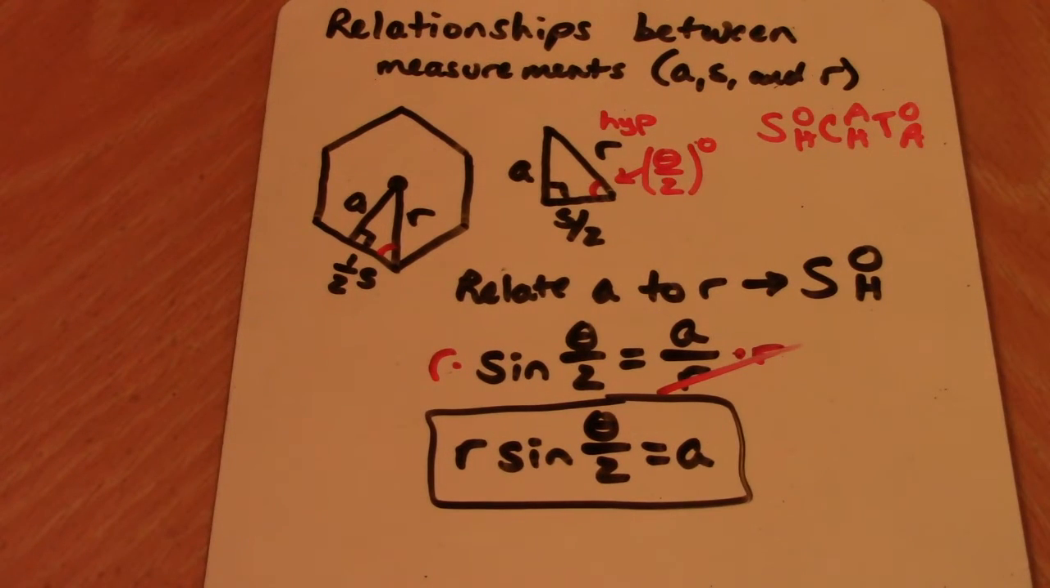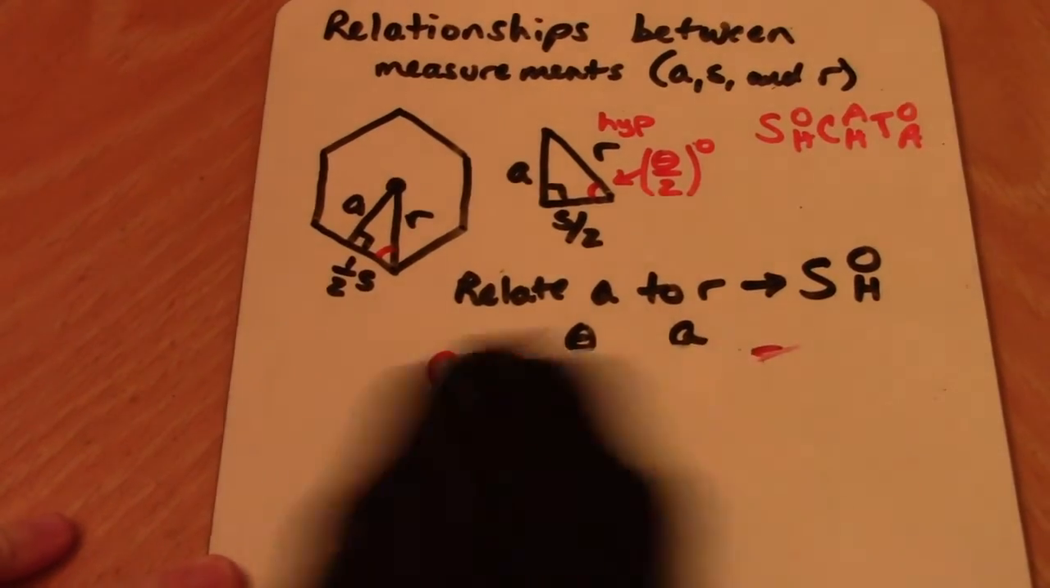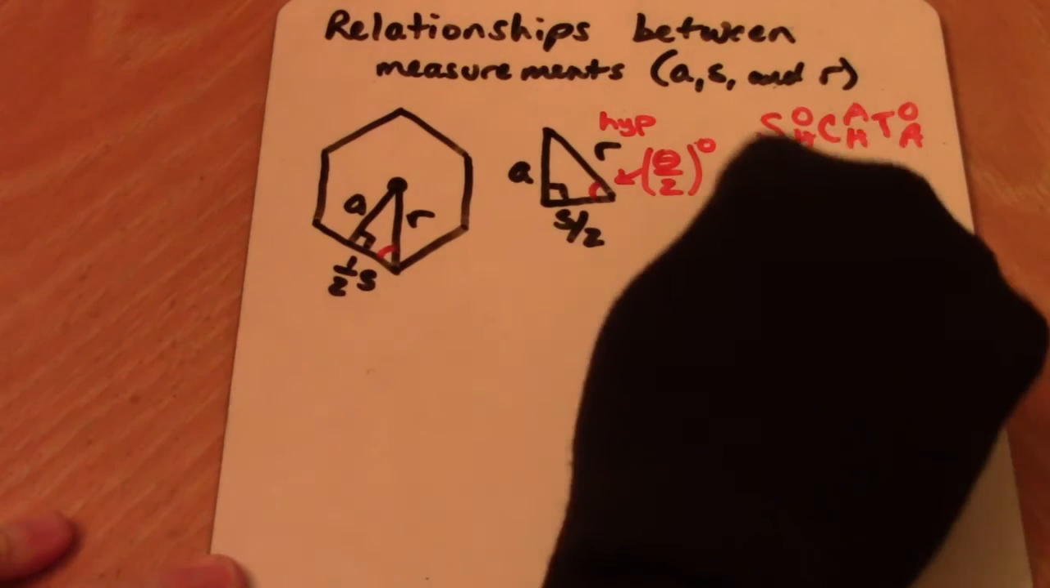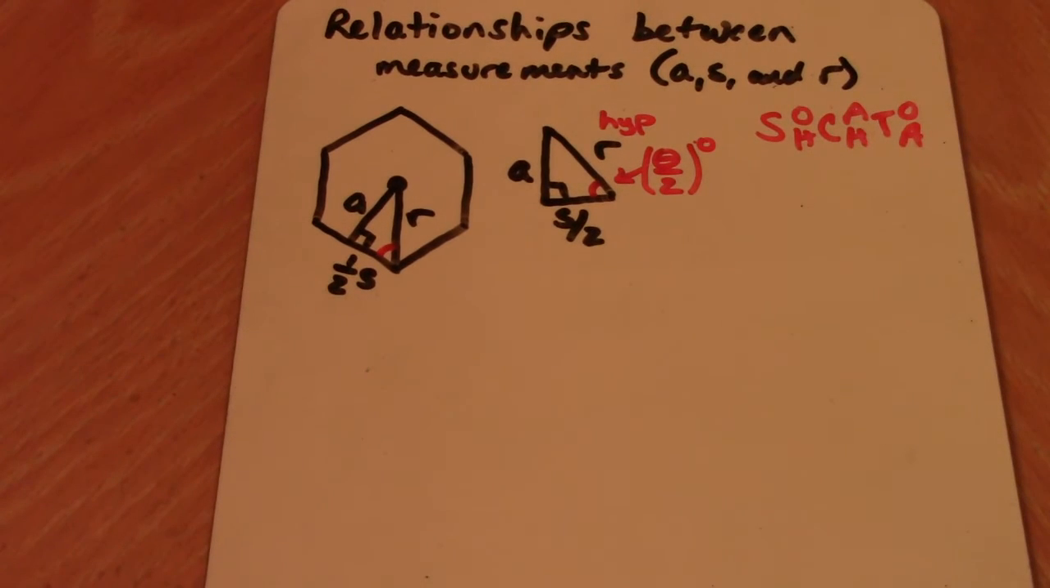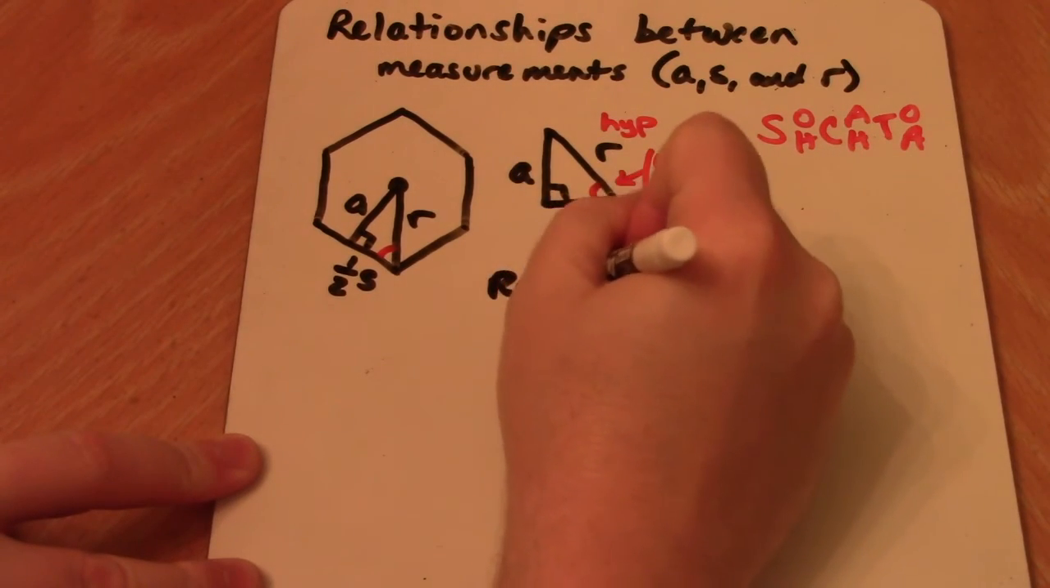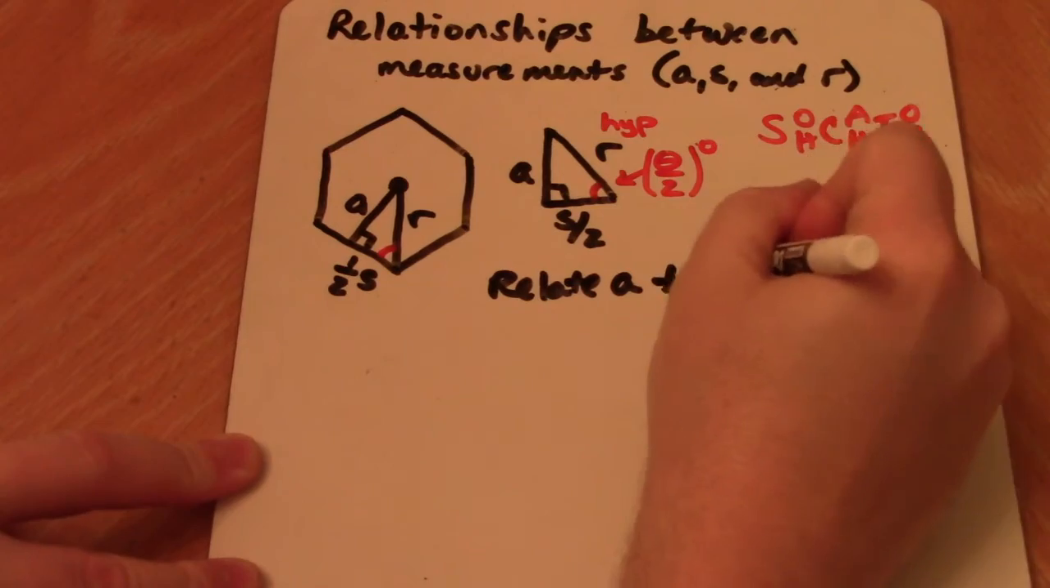We have one relationship yet to discover, and that is the relationship between A and S. So far we've developed 2 equations. Don't worry, they're all going to be put together on the next slide, and they will be made available to you through completed notes on Google Classroom. So our final relationship, we're going to relate A to S.